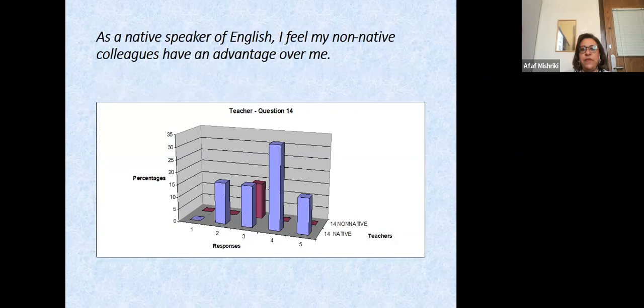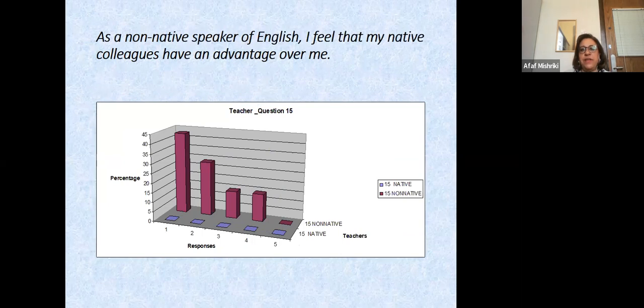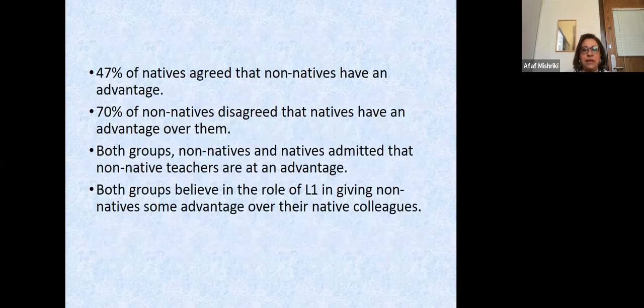As a native speaker of English, I feel my non-native colleagues have an advantage over me. Or as a non-native speaker, I feel that my native colleagues have an advantage over me. What can be seen here is that almost half of the native speakers agreed that non-natives have an advantage, sometimes because students communicate in Arabic anyway, so maybe natives are at a disadvantage at that time. 70% of the non-natives disagreed that natives have an advantage over them. So both groups admitted that non-native teachers are at an advantage to a certain extent, and both groups believe in the role of L1 in giving non-natives some advantage over their native colleagues.